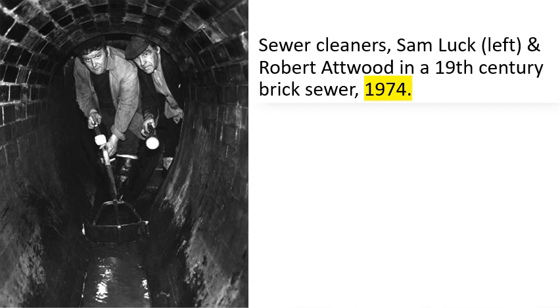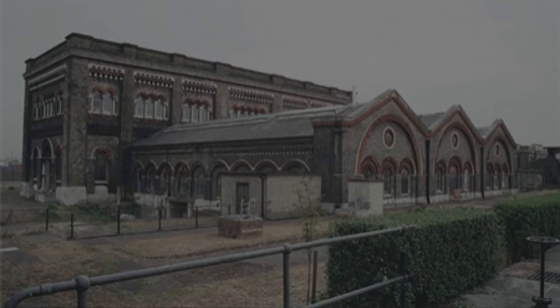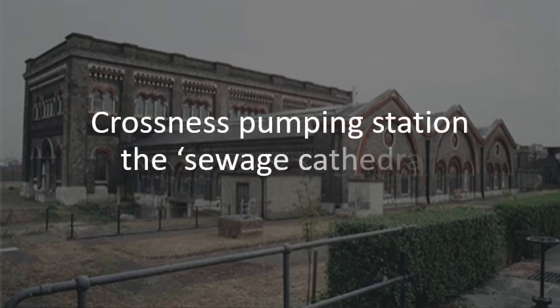And it wasn't until the late 20th century, early 21st century that it was recognized that the sewers were now not coping with the population of something like 8 million people in London. So an incredible engineering feat built to last. Where did it all go? It went here, the Crossness pumping station, and you can visit it.